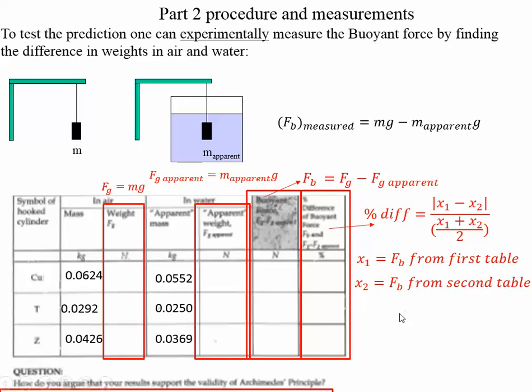And then finally, answer the question: did your data support the validity of Archimedes' principle? Did you verify Archimedes' principle? That completes this screencast.